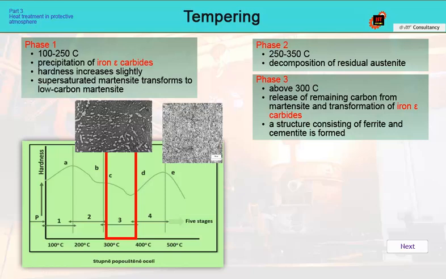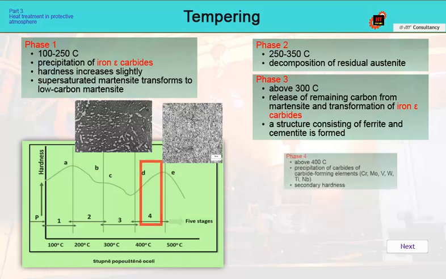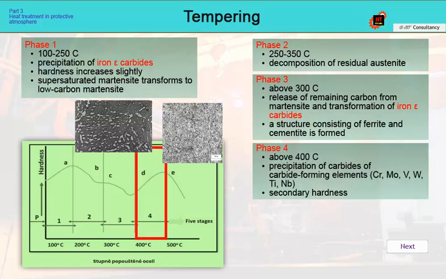The result is a softer matrix with increased toughness. If steel contains carbide elements such as chromium, molybdenum, vanadium, tungsten, titanium, and niobium, up to a temperature of 400 Celsius, these carbides are very stable. Above this temperature, however, their amount and volume begin to increase at the expense of cementite formation. A secondary hardness effect is created. This is the fourth stage of tempering.